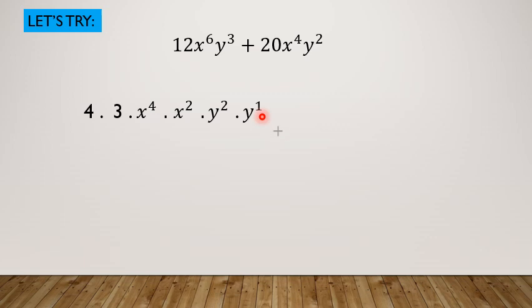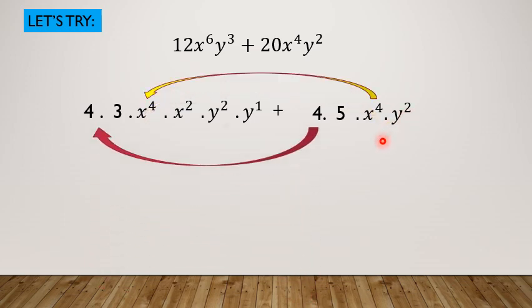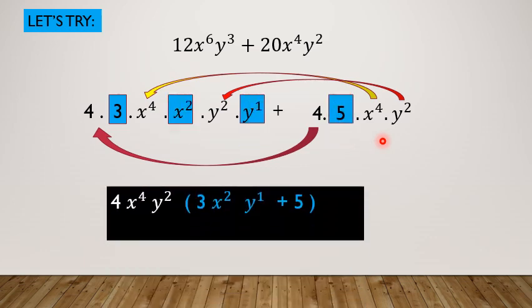Okay, plus 4 times 5 times x raised to 4 times y raised to 2. So, kumain natin si GCF. Ayan. So, remaining niya ay nasa blue. Okay, the answer is 4x raised to 4 times y raised to 2 times quantity 3x raised to 2 y plus 5. So, this is the answer.